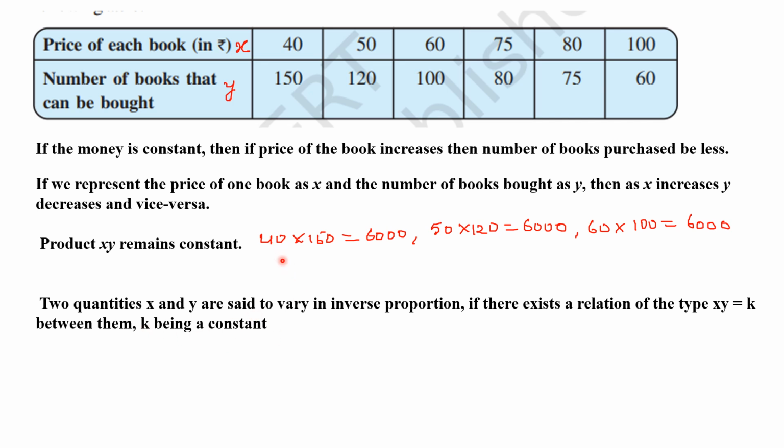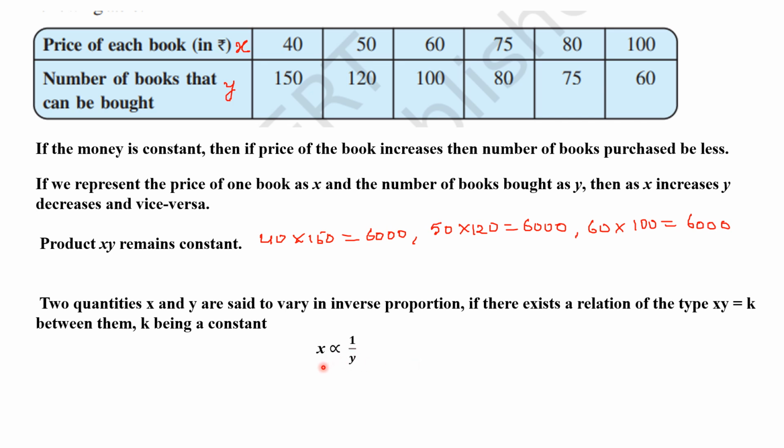So we say that when X and Y are in inverse proportion, then there exists a relation, and the relation is the product of X and Y is a constant K, isn't it? This is the relation. Now in case of direct proportion, we have seen that the ratio of X and Y remains constant throughout. But here the product of X and Y remains constant throughout. So you have seen in each case the product is coming as 6,000 here.